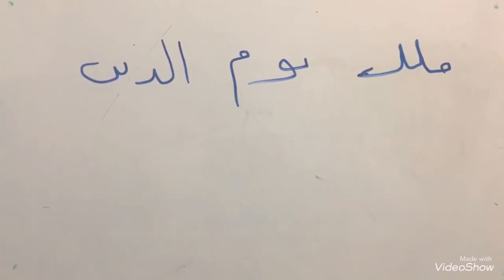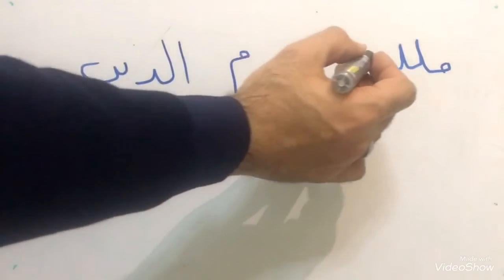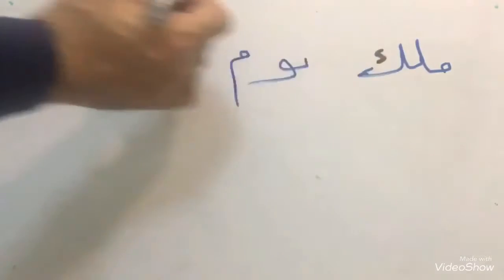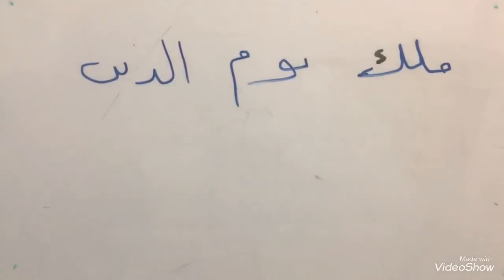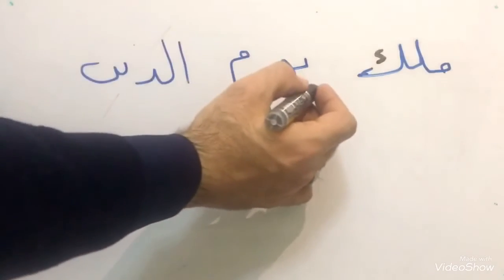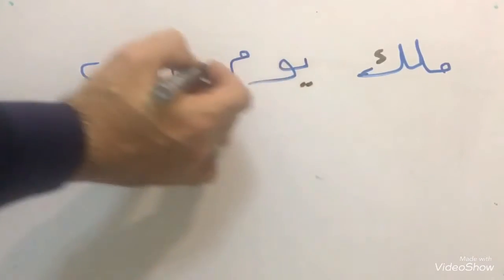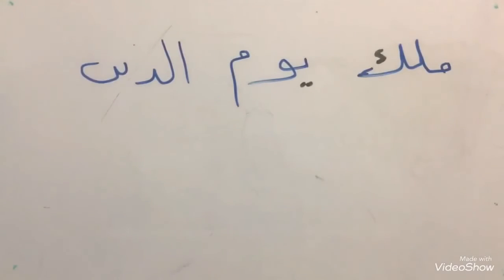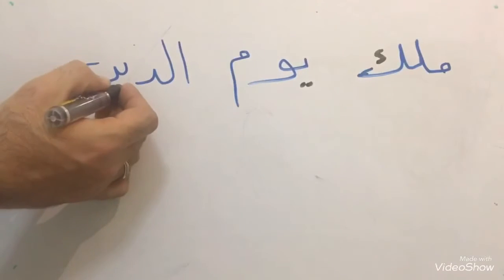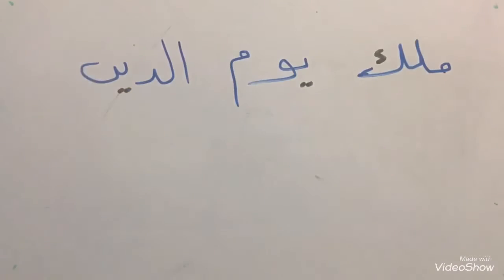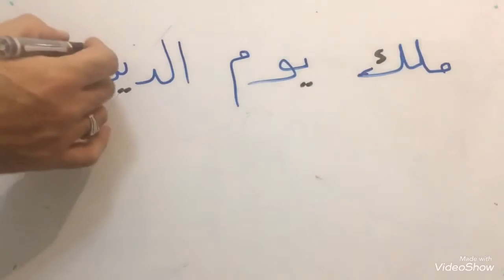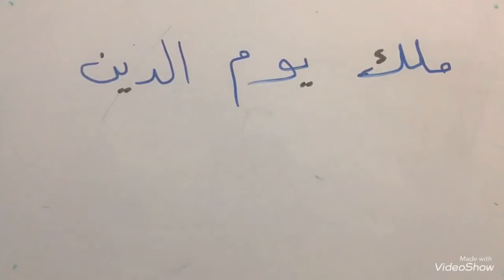As you see, there are no points. Maliki. Kaf has like Hamza nowadays. Ya has 2 points. Yawmi. Ad-Din, Ya also has 2 points. Noon has 1 point. This is the first difference.